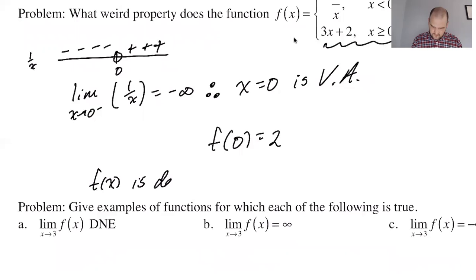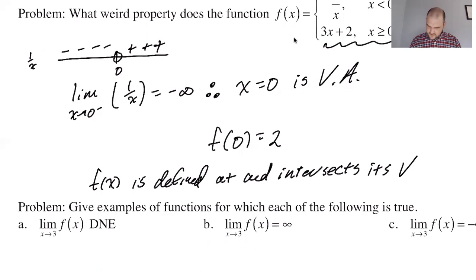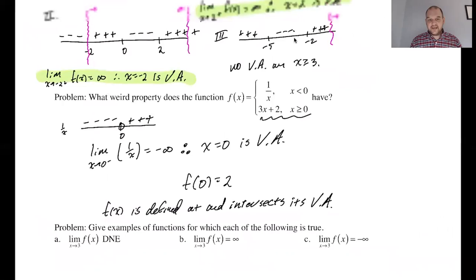So let's write that. It's defined at and intersects its vertical asymptote. So this will only happen for piecewise functions, but it can happen, right?